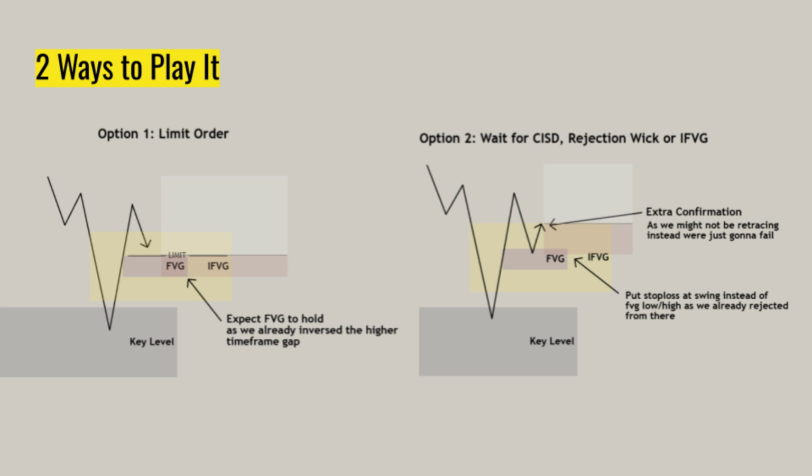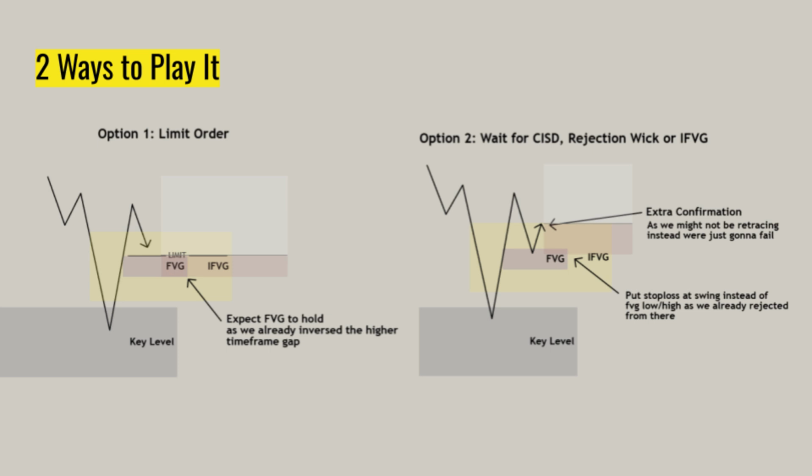The second way, which is what I recommend, is we wait for the key level to get hit inside these higher time frame gaps, and from there we wait for a lower time frame CISD, inverse fair value gap, or just some form of rejection wick giving confirmation that that level is holding. This is my preferred option as RR is still good as I put the stop loss at the swing instead of the fair value gap low or high. So it's just at the swing low of that current retrace.